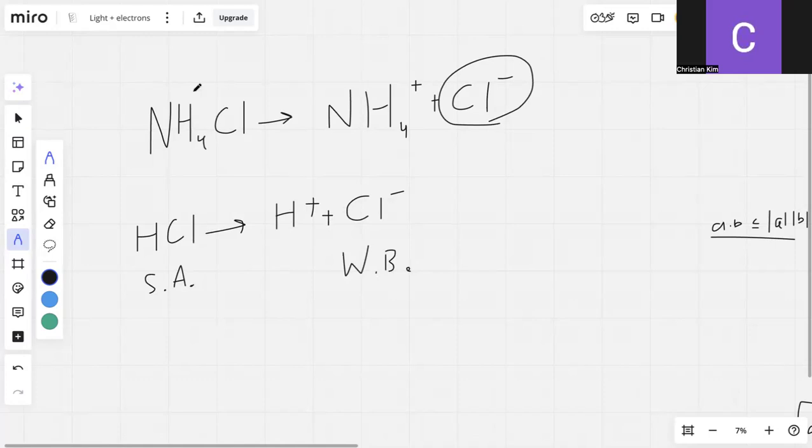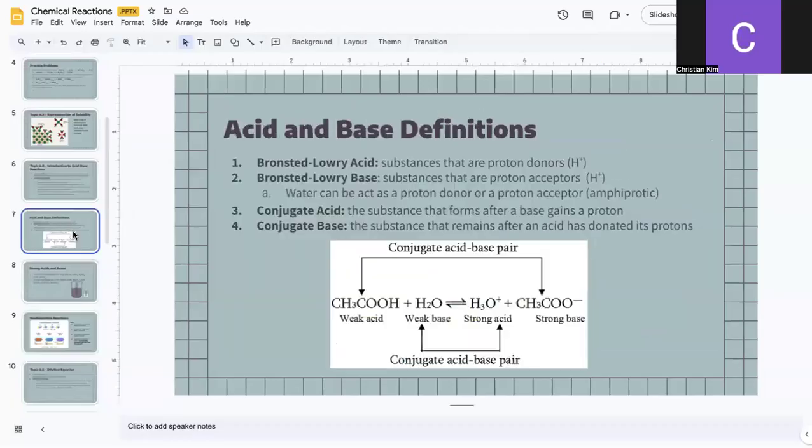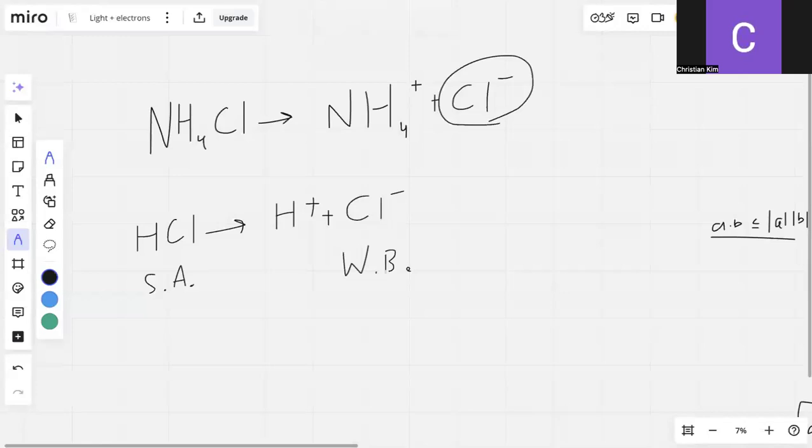That's always true. You might have noticed, for example, that with acetic acid I start off with a weak acid, but I end off with a strong conjugate base. That's always true. If you start off with a strong acid, you always get a weak conjugate base. Strong base, you get a weak conjugate acid. If you start off with a weak acid, you get a strong conjugate base. Weak base, you always get a strong conjugate acid.